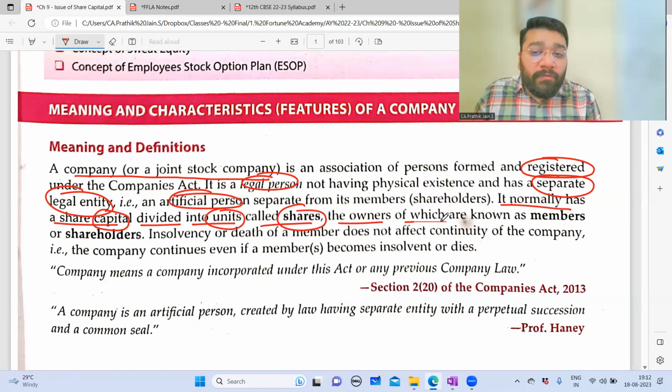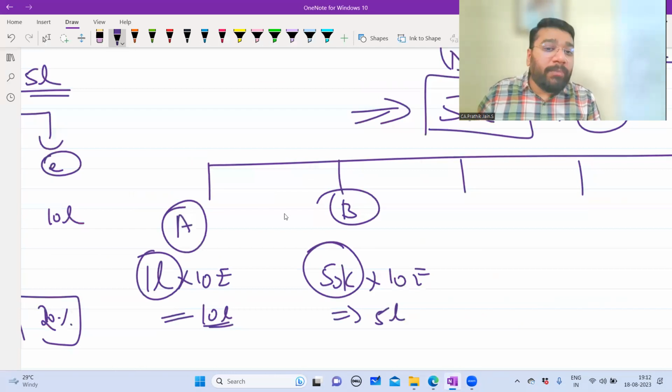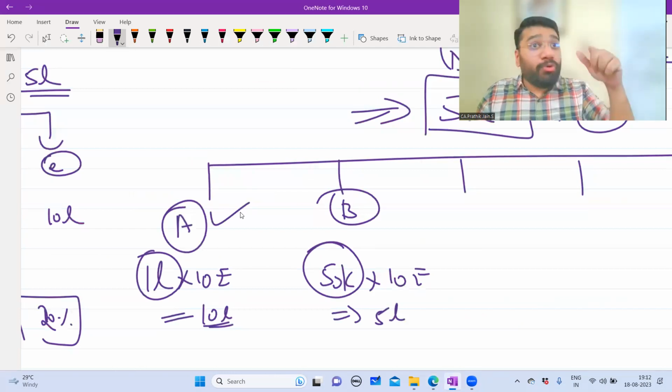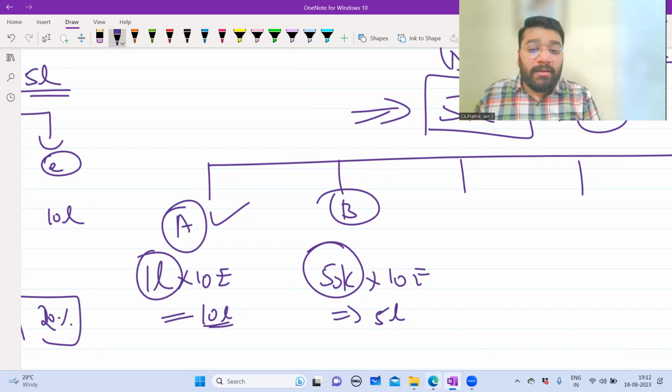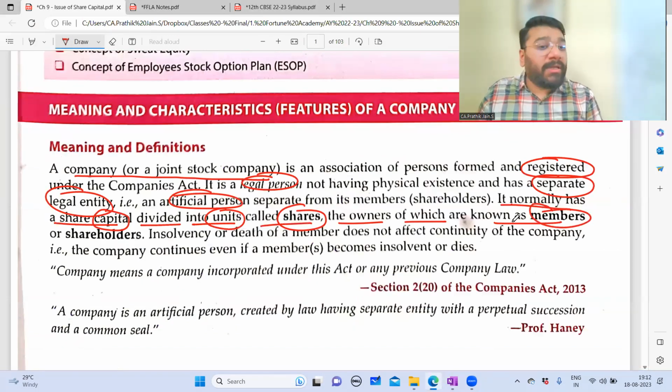The owners of which are known as members. So the persons who contributed this capital, the persons who purchased the shares of a company, A, B, C, D, E, are called members, are also called shareholders, are also called owners.